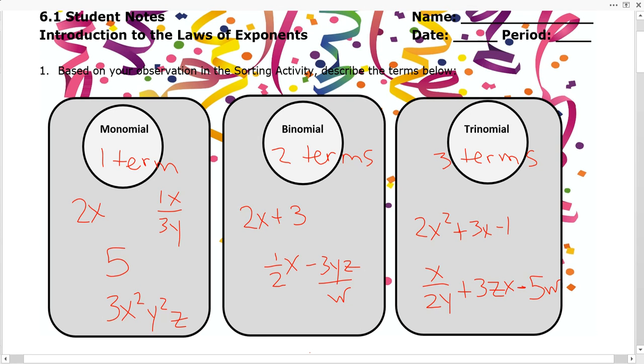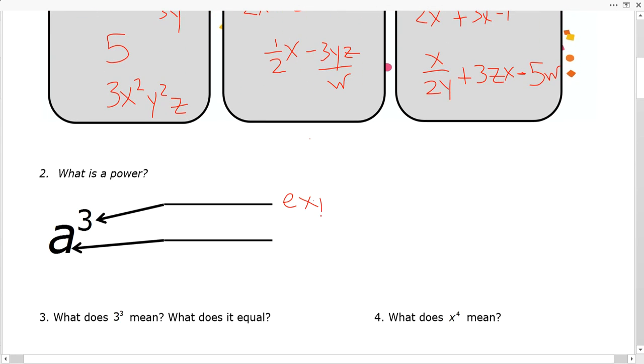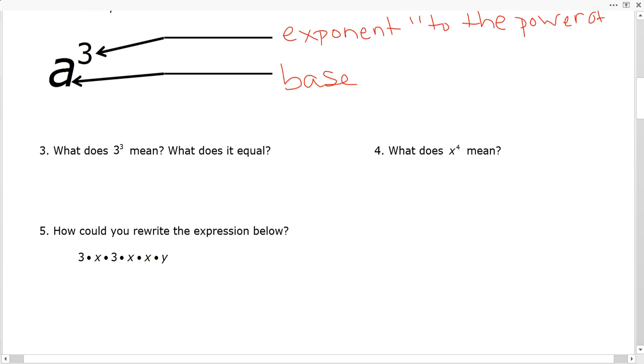So that's pretty straightforward. And then you also remember this whole thing, that this is your exponent, and this is your base. So when I say to the power of, we use the exponent. Okay, so if you're looking at 3, you could write 3 to the third power. Or as we do with our 3's, we say 3 cubed.